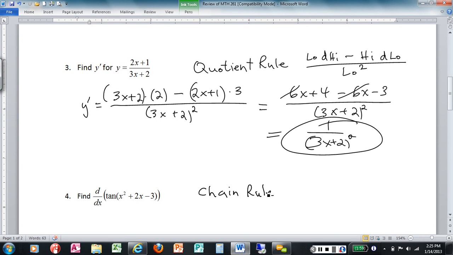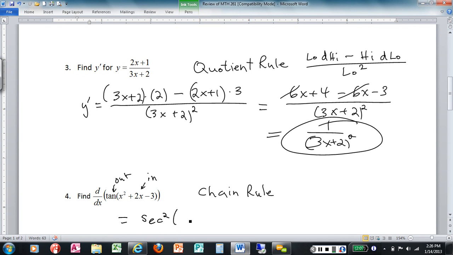It's chain rule. What's the chain rule? Chain rule is when you have inside and outside stuff. I've got tangent on the outside, x squared plus 2x minus 3 on the inside. So what do I have to do there? Well, I have to do the derivative of the outside, which the derivative of tangent is secant squared.